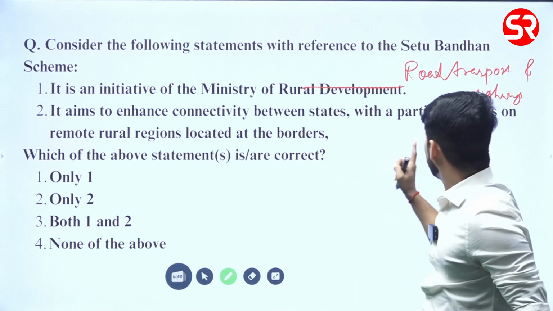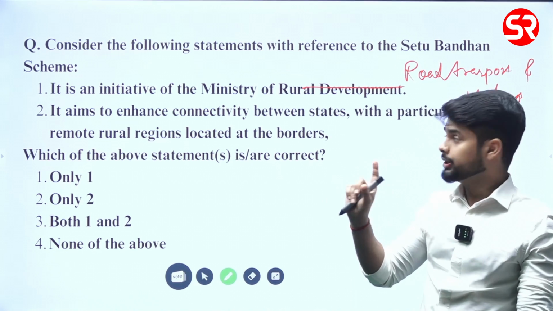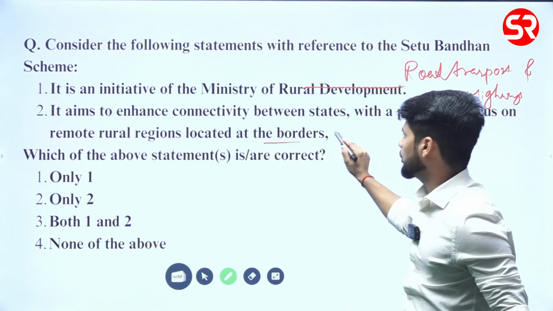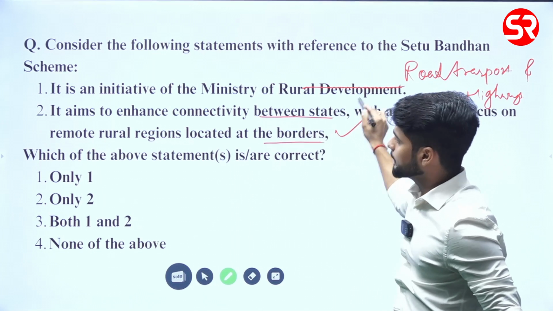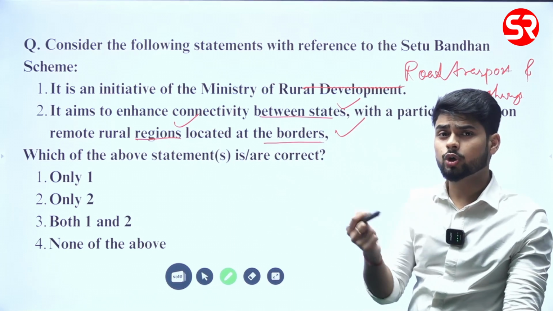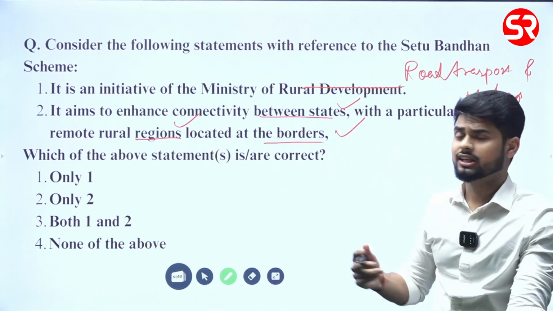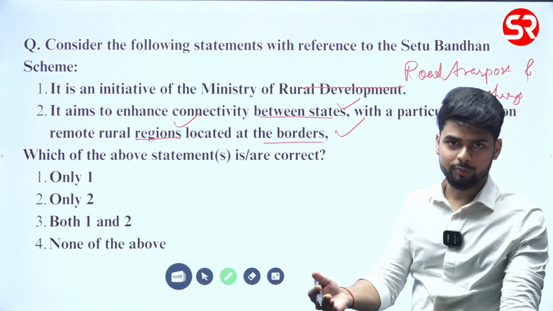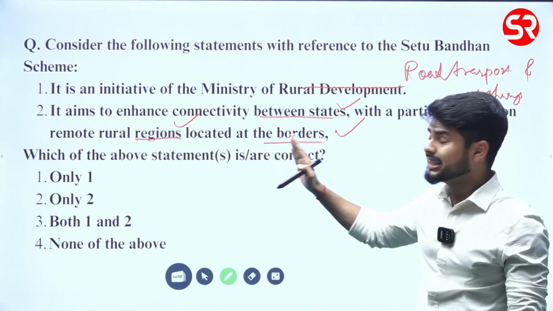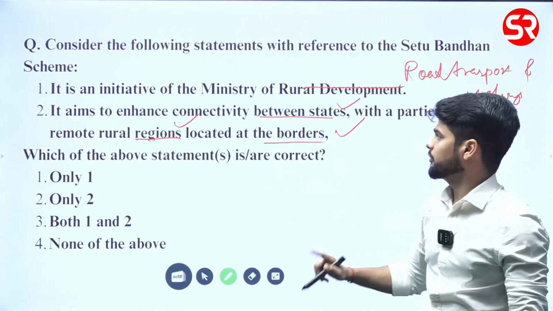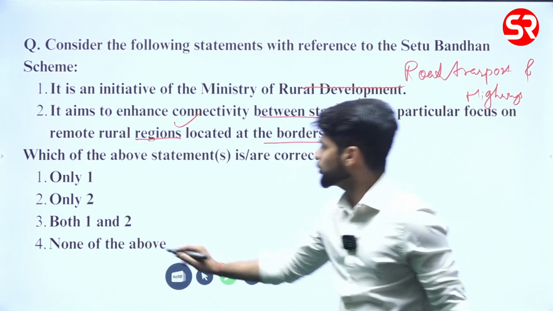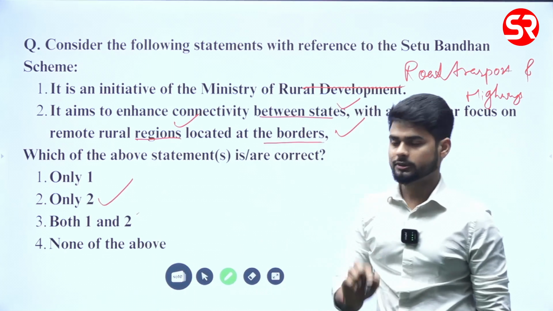Now second statement, it aims to enhance connectivity between states. Yes, correct, with a particular focus on remote rural regions. So this is also correct, located at the borders. So yes, the statement is completely correct. You can see many a time a statement is not giving you just one piece of information. It is a collection of multiple pieces of information, and maybe one of those is incorrect. So it's important to read the entire statement carefully. So statement 2 is completely correct and 1 is incorrect. So you can go for this particular option.